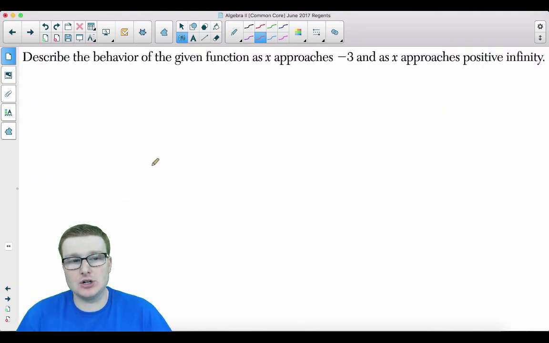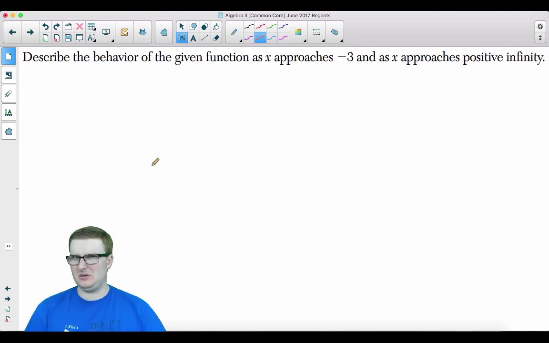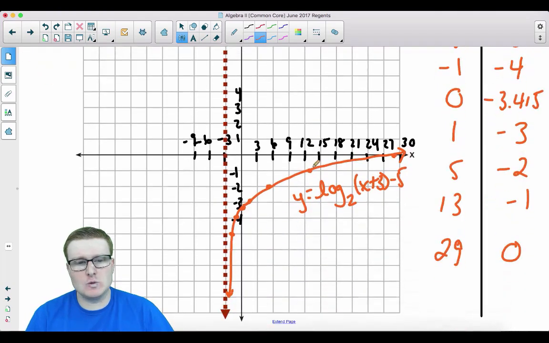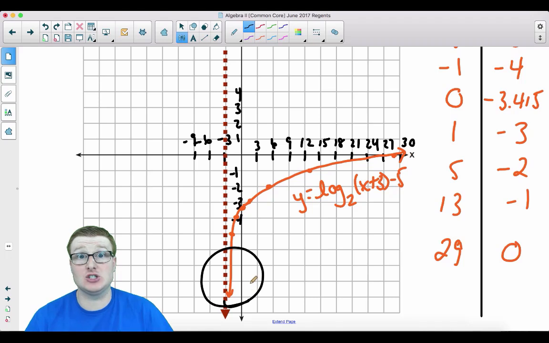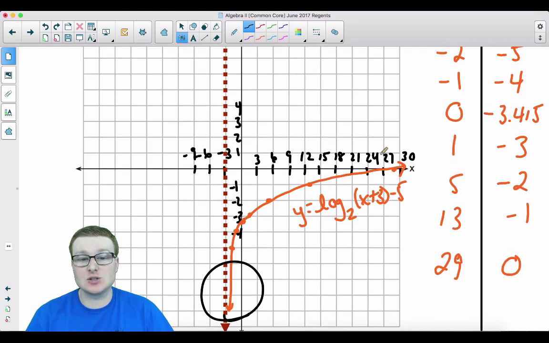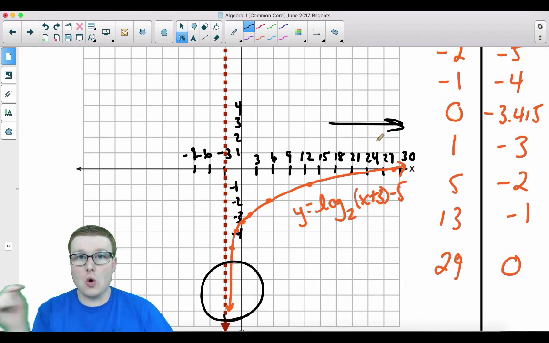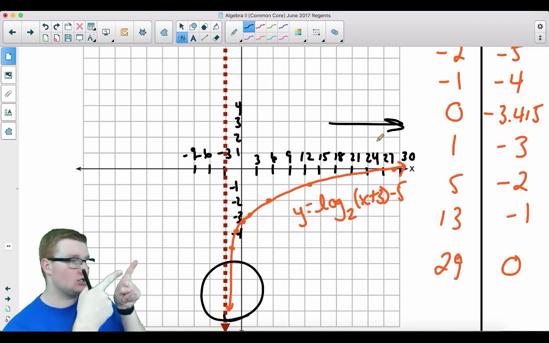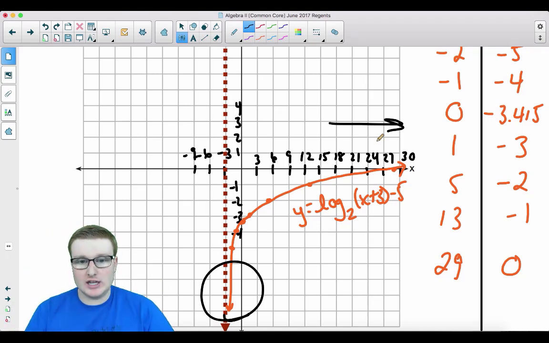Now there's a nice question that I enjoy. Describe the behavior of the given function as x approaches -3 and x approaches positive infinity. Oh, nice. So this is quite interesting. So they want you to determine what does the function do as x approaches this vertical asymptote. Well, as you can see, it's going down. Pretty simple stuff, right? It's going down. And as x approaches infinity, which is all the way to the right, off in the infinite direction, you're looking at it's rising. It's going up.